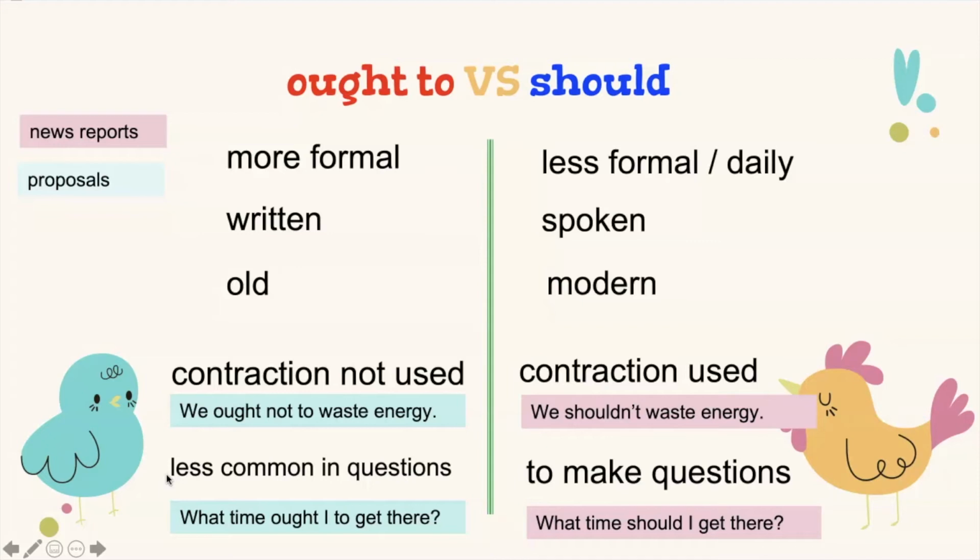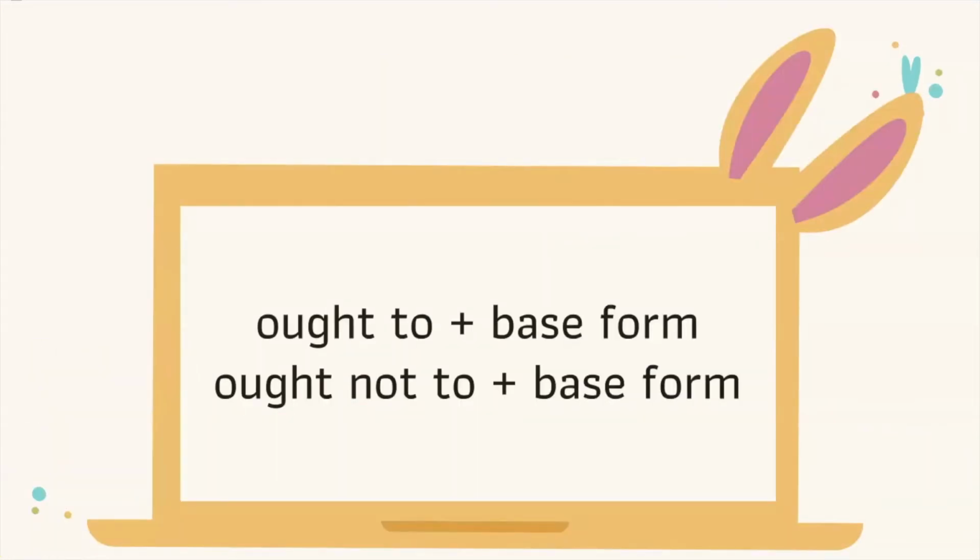To sum up, if we want to sound more formal, or in written English, we will use ought to, while we use should in our daily English, or when we want to sound less formal. Now, let's look at how we use it in a sentence. First, boys and girls, please remember that we use ought to or ought not to with the base form.